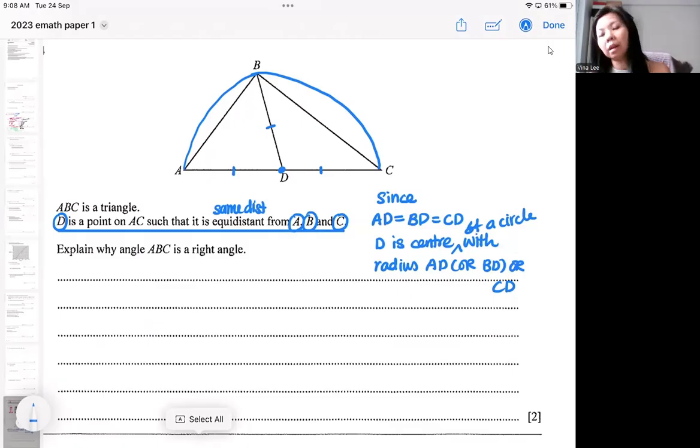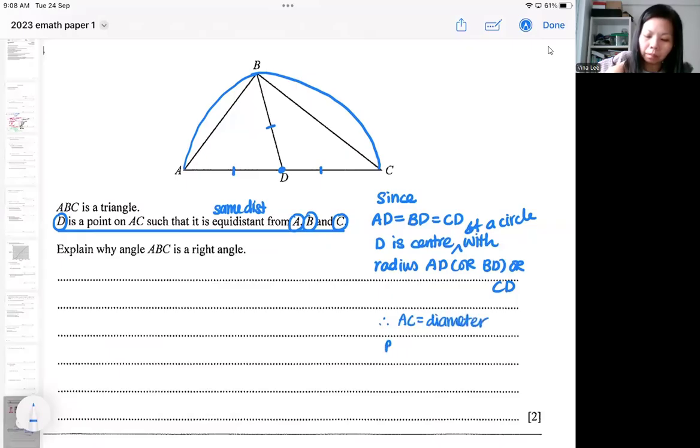Since the three lengths are the same, D is the center of a circle with these three as the radius. Therefore, AC is equal to the diameter. And by the converse of angle in a semicircle, I will get this as 90 degrees.